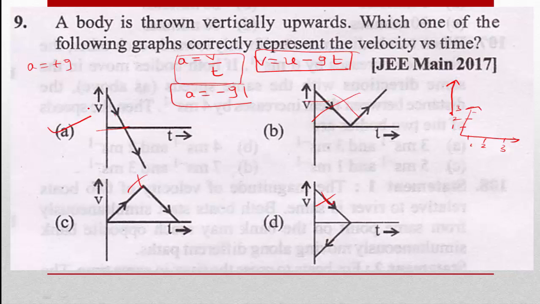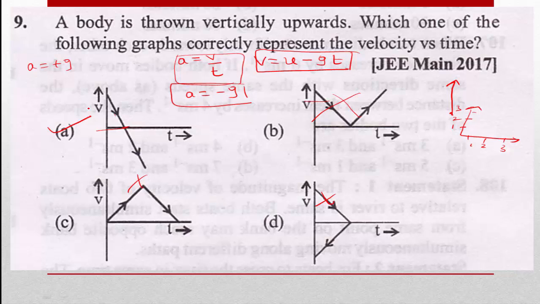Option A is the right answer, because when the body is thrown vertically upwards, acceleration remains constant. That is a equal to minus g, and velocity at any time is given by v equal to u minus g into t. During the rise, velocity decreases linearly, and during the fall, velocity increases linearly. The direction is opposite to each other. Therefore, graph 1 correctly depicts the velocity versus time graph. Option A is the right answer.